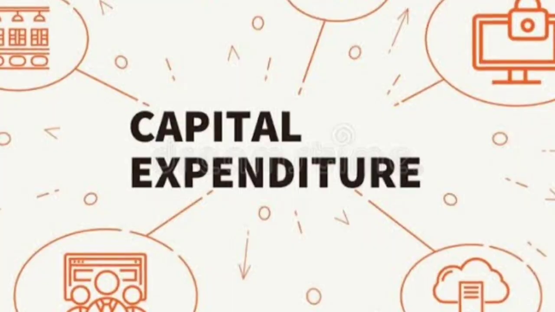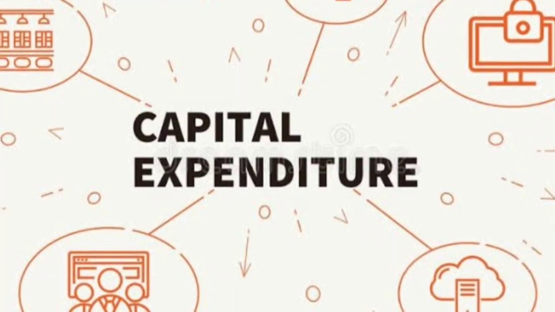Now, let's talk about certain exceptional situations. There are certain items which appear to be revenue expenditure but are actually treated as capital expenditure. So what are those items? Number 1, wages. Normally wages paid is a revenue expenditure, but when wages are paid for installation of a fixed asset, then such wages are treated as capital expenditure and it is added to the cost of the asset.